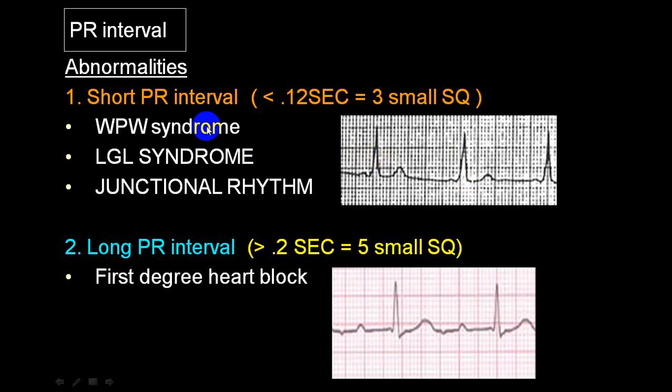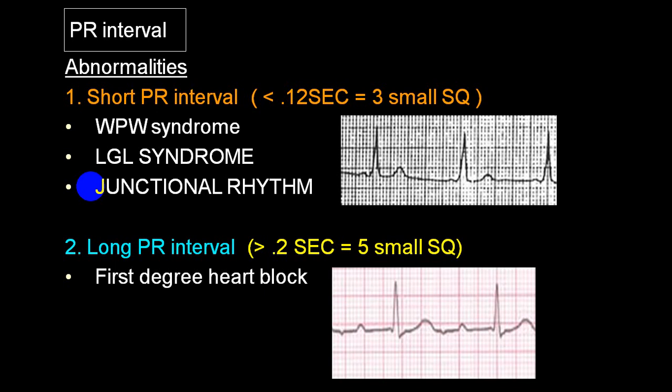While in WPW syndrome, there is a bundle of Kent which is present in the left ventricle, connecting LA to LV by an accessory bundle of Kent. We call that WPW syndrome, and that will produce a short PR interval. In a junctional rhythm, because a P wave comes just before a QRS complex, the PR interval is very short. But if P wave is not seen, you cannot calculate the PR interval in a junctional rhythm. So ideally, the classical examples of a short PR interval are these two, and we don't consider junctional rhythm a classical example of a short PR interval. Only in case of a P wave present just before the QRS complex, you will have a short PR interval.